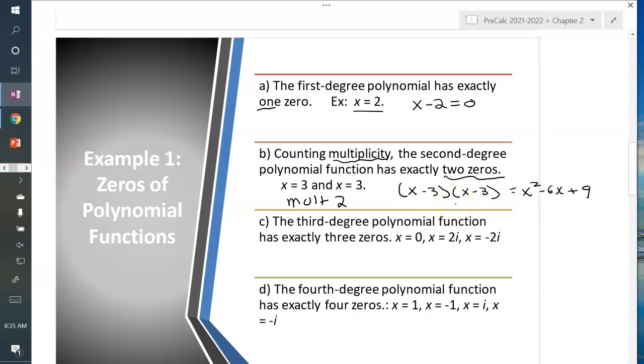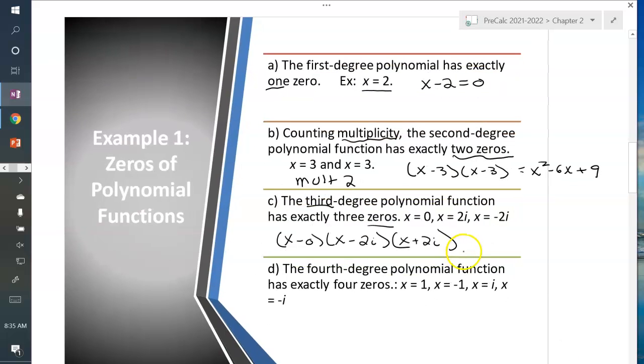A third degree polynomial has exactly 3 zeros. Third degree, 3 zeros. And in this case, we have x equals 0, x equals 2i, x equals negative 2i. So that would be x minus 0, x minus 2i, x minus a negative 2i, which is x plus 2i. And I want to point out that these complex roots, the 2i and the negative 2i, come in pairs. So if you have one root that's complex, you're going to have another one. They have to come in pairs.